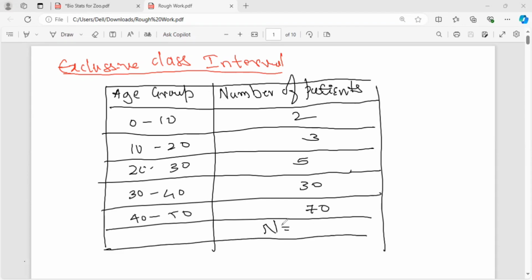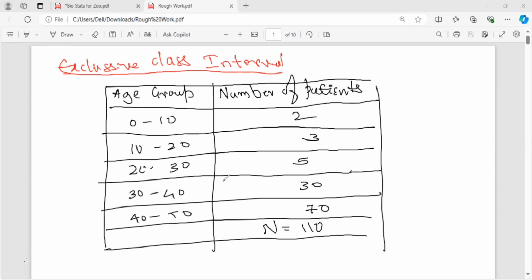So what is the total? The total is 2 plus 3, 5, 5 plus 5, 10, 10 plus 30, 40, 40 plus 70, 110. So a total of 110 patients are admitted to the hospital in this age group, right? So here, when you compare with the previous one, there is some difference.